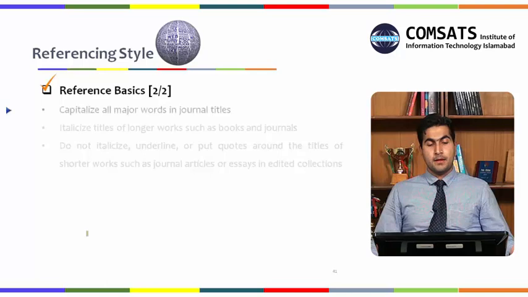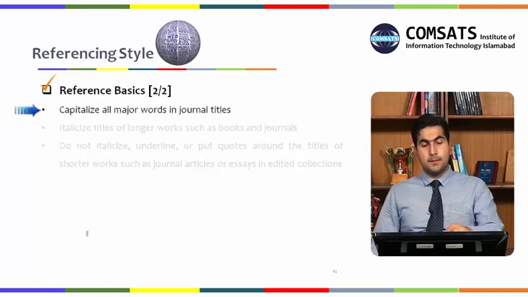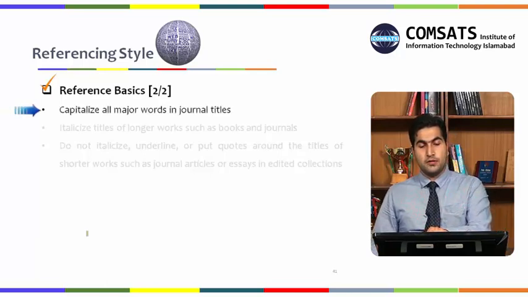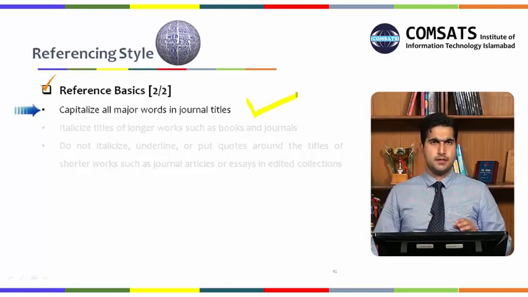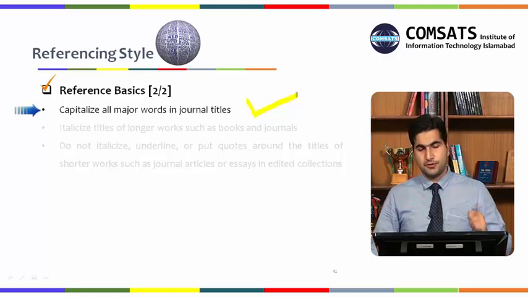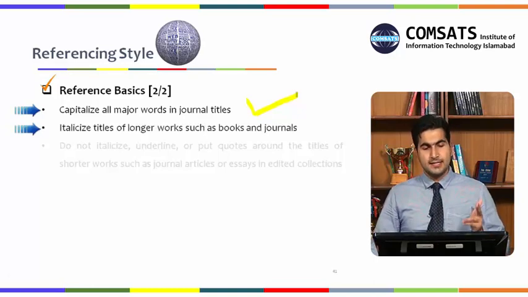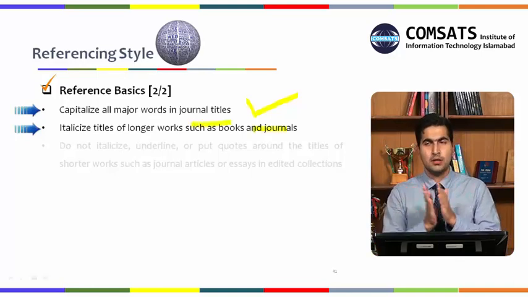Moving ahead, these are the basics. You capitalize all the major words in your journal titles. If there is a journal in which there is a publication, so you have to capitalize all the words of that journal when you are mentioning it. Italicize titles of longer works. They are books and journal names, so you have to italicize as well.